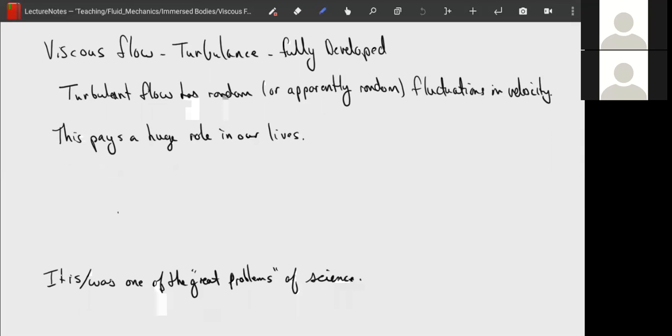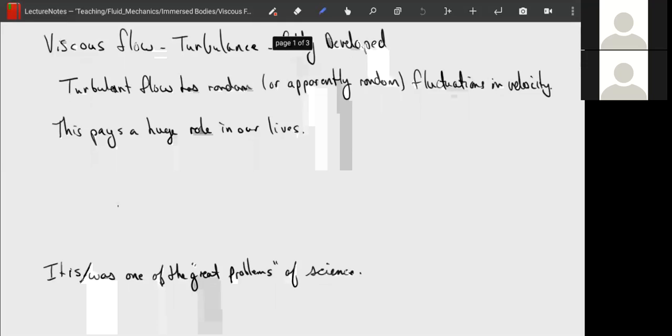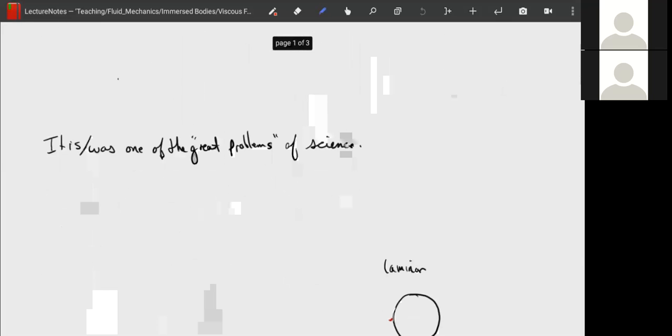It's tremendously important for heat exchangers and all kinds of those kinds of things, right? Mixing in chemical reactions, it's tremendously important. And for a long time, it was one of the great problems of science.